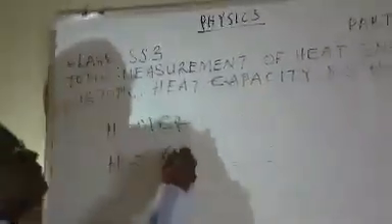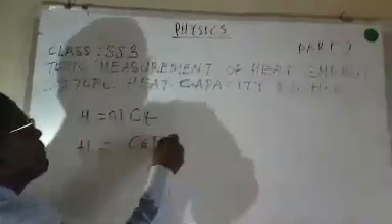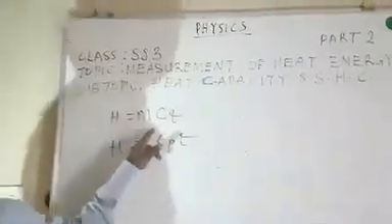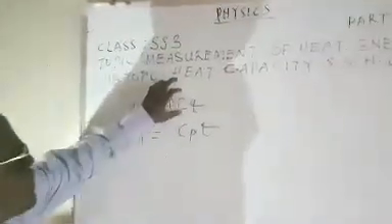In the last class, we made mention that H, that is, quantity of heat supplied to a body, equals mass times specific capacity times temperature change. We also went further to say H can also be called Cθ. Capital C means heat capacity, while small letter c means specific heat capacity. So from here, it means this mc is also equivalent to C.